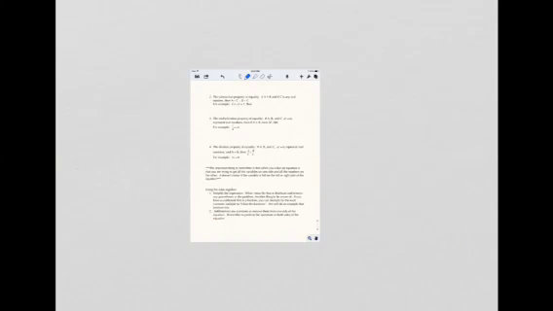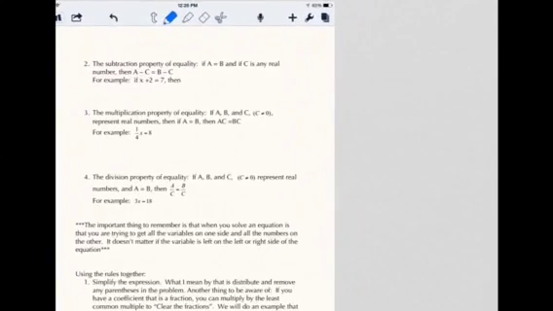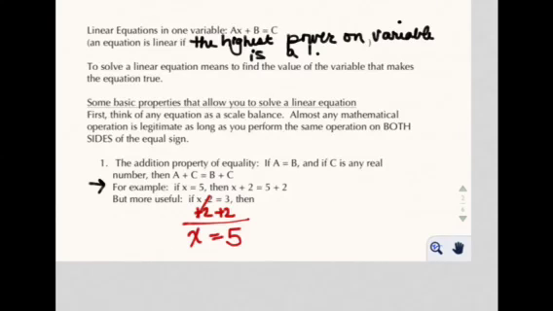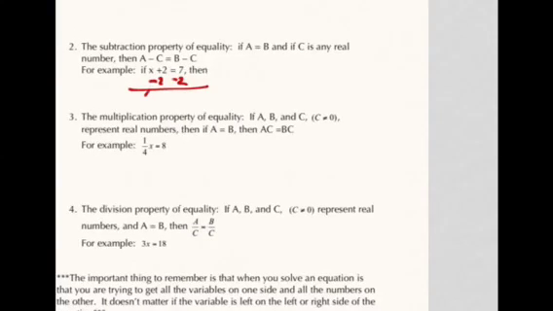Moving on to more of these properties. The second property is the subtraction property of equality. Again, it's the exact same idea. If x plus 2 is equal to 7, then to get x completely by itself, we would simply subtract 2 on both sides of this equation. The 2's would cancel, leaving x is equal to positive 5 as the solution.